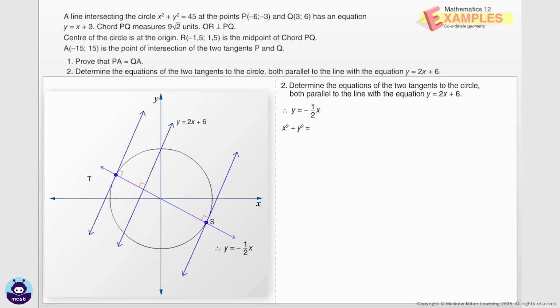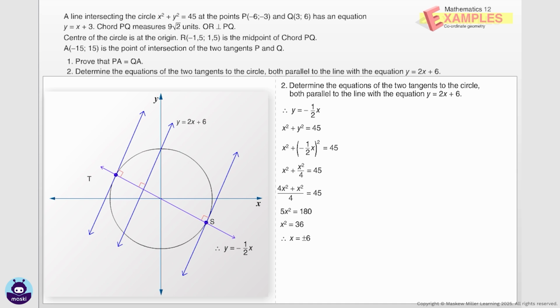Since this line ST lies on the circle, it will also satisfy the equation of the circle. Taking the LCM of the terms on the LHS, multiplying both sides by 4, and dividing both sides by 5, we get x² = 36. Taking the square root of both sides, we get x = ±6.